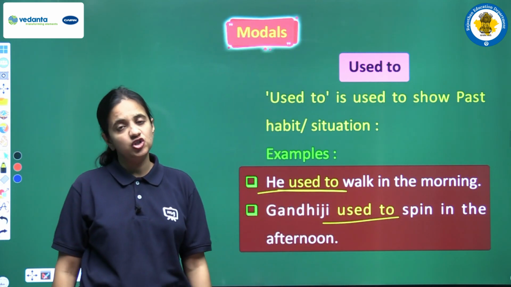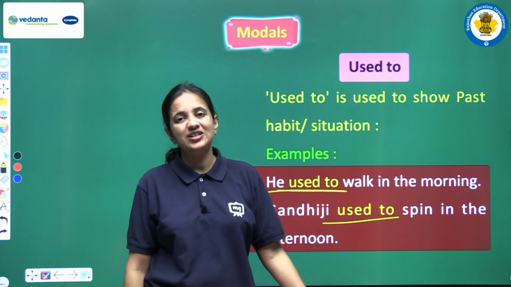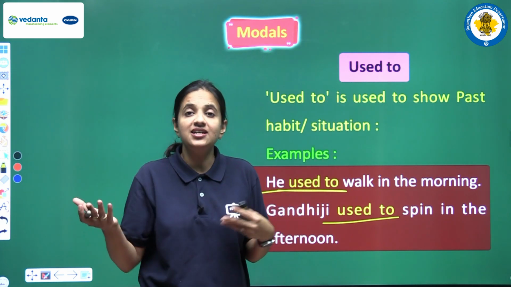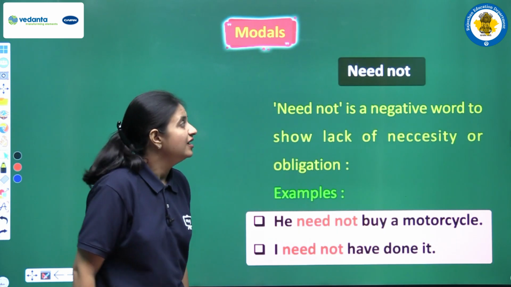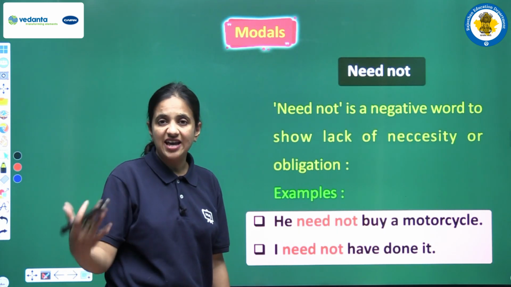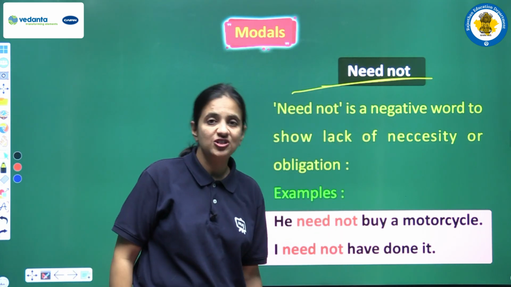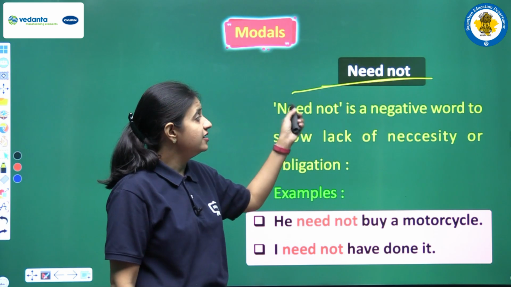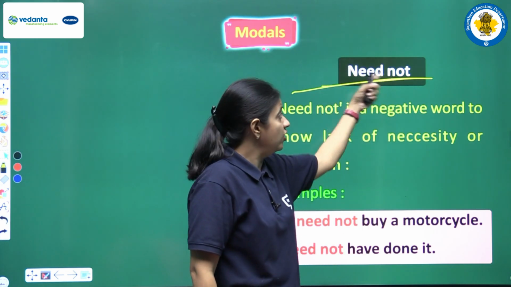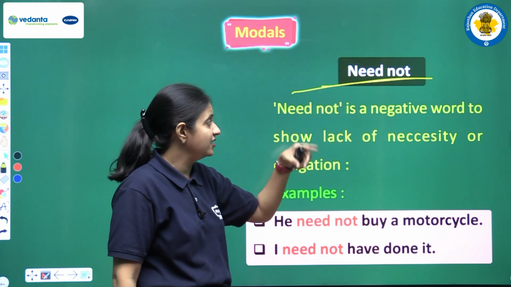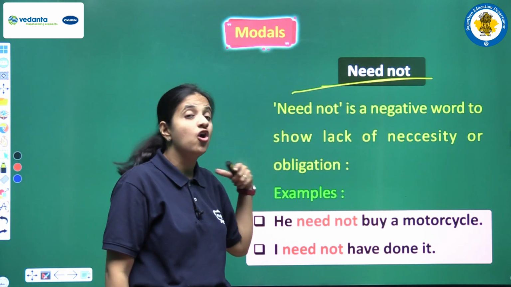So yes, used to is called a semi model, and the use of this model is to show someone's past habit, like in the examples. Okay, the next semi model that we have is known as need not. So let's see. Need not is a negative word, so we have not with the word need. It is a negative meaning, and it is used to show lack of necessity, or we can say obligation.